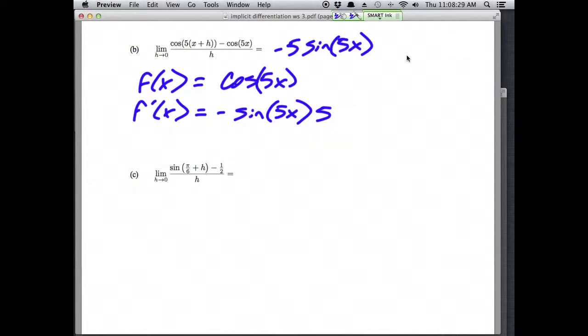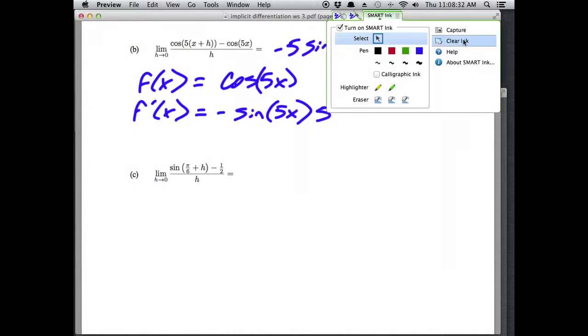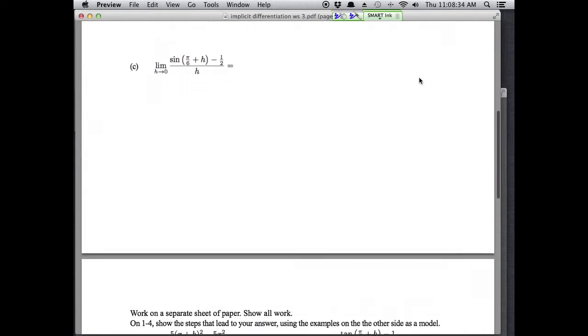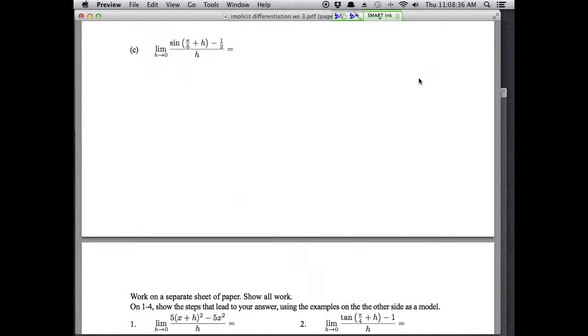Any questions so far? Yeah, let's just have that one. On C, yeah, C looks a little funky. They throw a little curveball in there. Look at C and tell me what's going on in C.